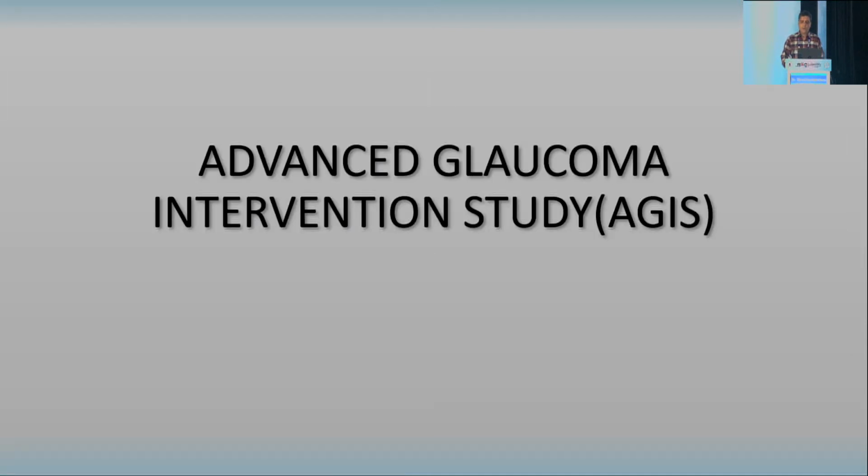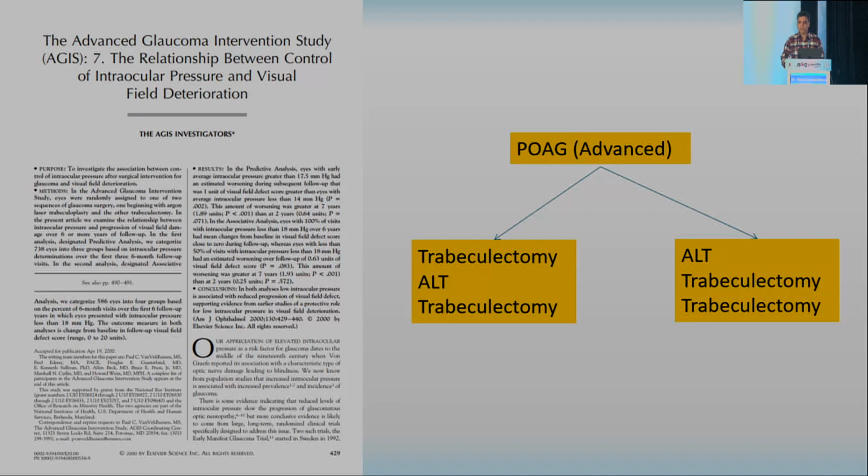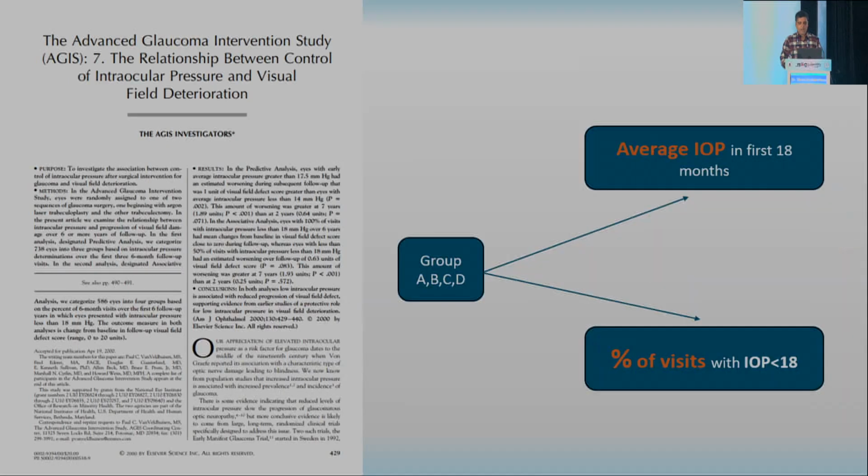The advanced glaucoma intervention study looked at advanced POAGs and looked at 2 treatment sequences, one starting with trabeculectomy and the other with ALT. And in the results, the patients were divided into 4 different groups, A to D, based on 2 parameters: average IOP in the first 18 months, which is a marker of early IOP reduction, and percentage of visits with IOP less than 18, a marker of consistency.